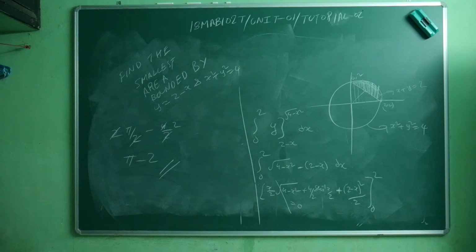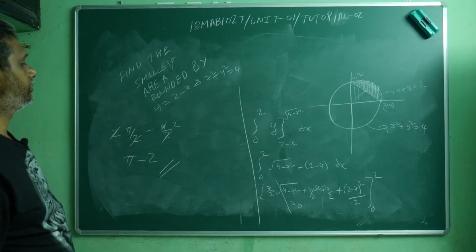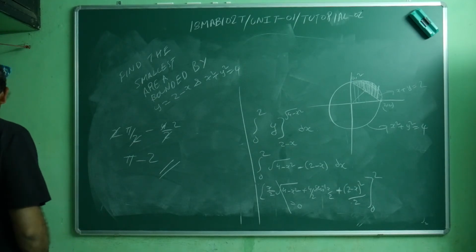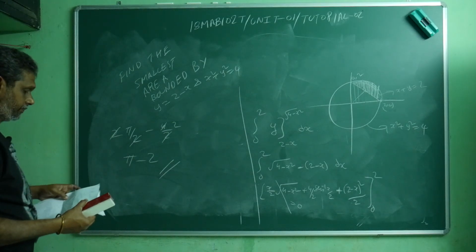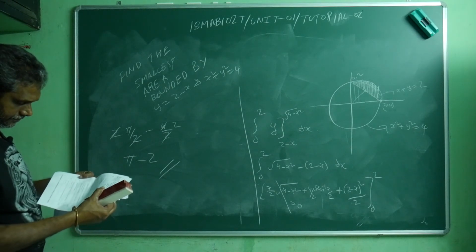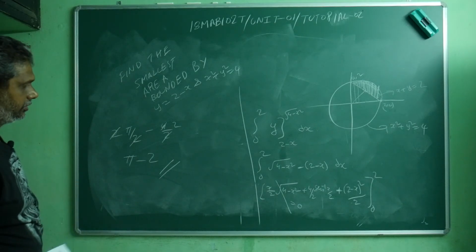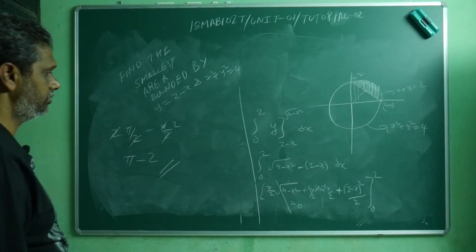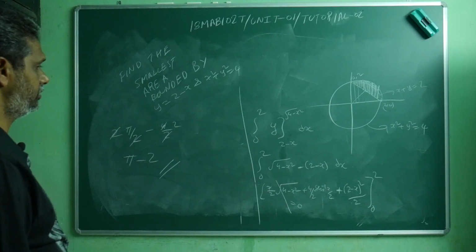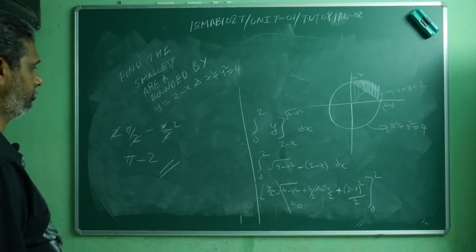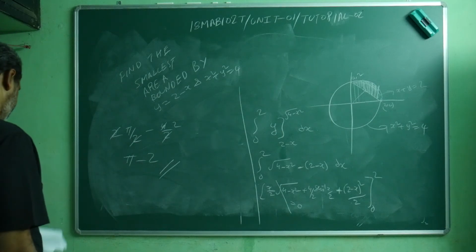Any problem? Yes. Pi minus 2. Anywhere did I make a mistake? The upper limit stands, the lower limit vanishes, minus 2 minus 0 whole square, 4 by 2. This pi minus 2 is correct only.